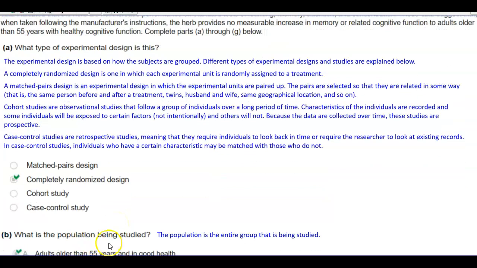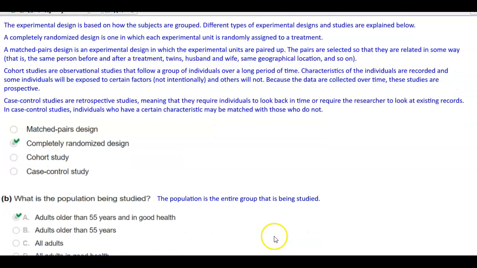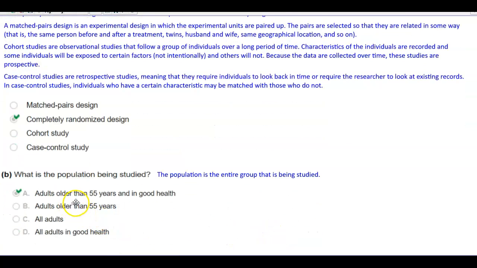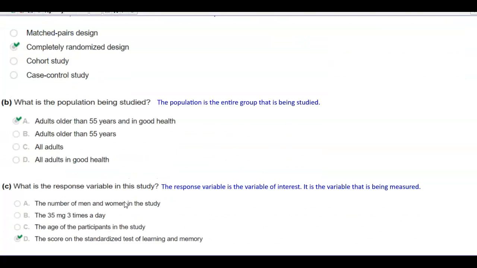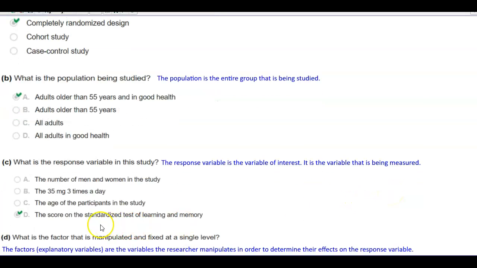Next, what is the population being studied? Well, the population is the entire group that is being studied. In this case here, it is the adults older than 55 years and in good health. Part C, what is the response variable in this study? The response variable is the variable of interest. It is the variable that is being measured. Well, the variable that is being measured is the score on a standardized test of learning and memory.